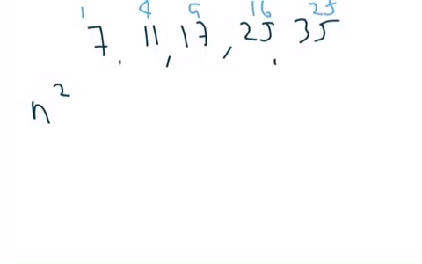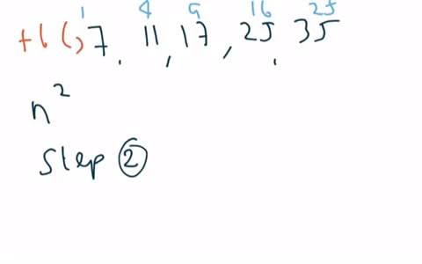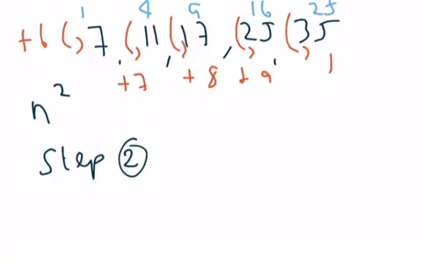So what do I do now? Well, step 2, I compare the terms. So what I mean by that is, how do I get from 1 to 7, plus 6; 4 to 11, plus 7; 9 to 17 is plus 8; 16 to 25 is plus 9; and 25 to 35 is plus 10. And we look for the nth term in that sequence.